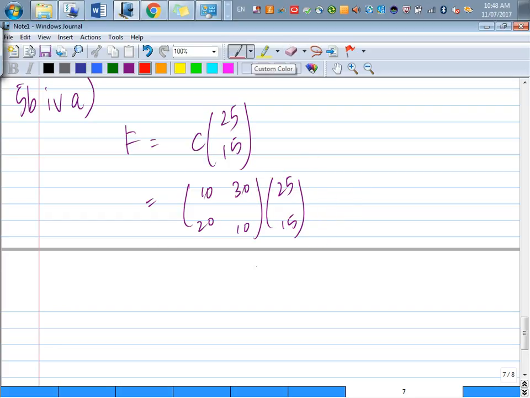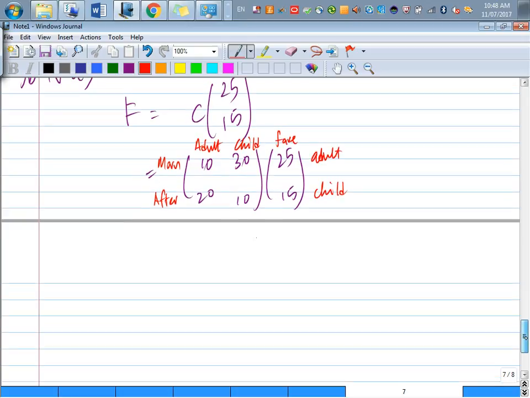So this represents morning, this is afternoon. And at the top we have adult and child. Down here we have the fare, and then adult, child. So if we work this out, we are going to get 70650. Okay, so what do these represent?